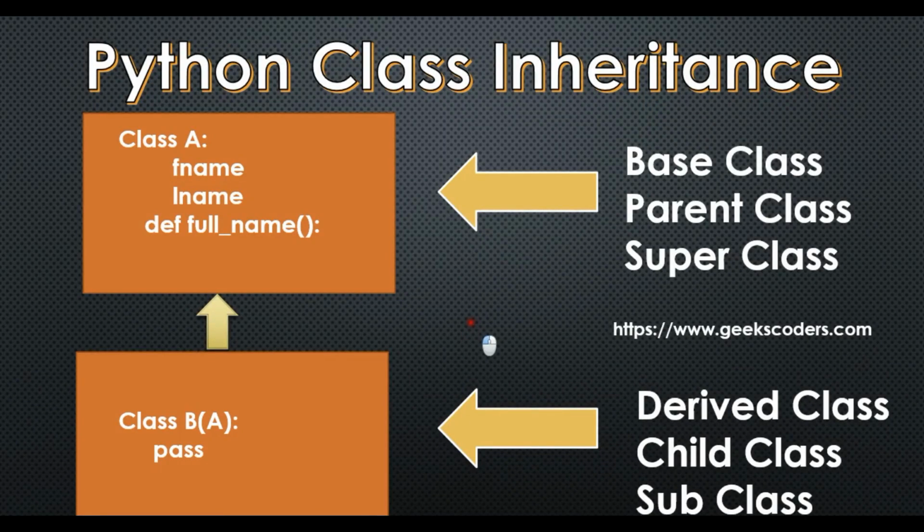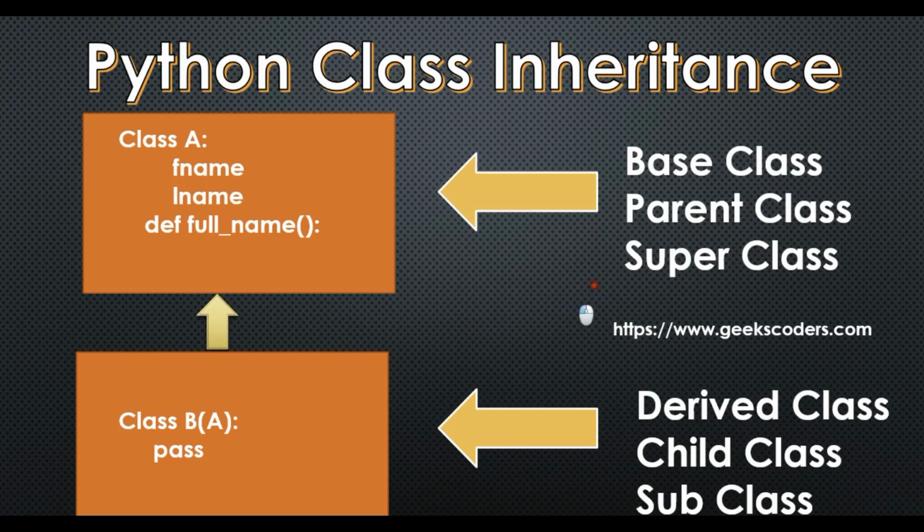Hi friends, I'm Parvez, and in this video we're going to talk about class inheritance. First of all, class inheritance is one of the most important concepts in object-oriented programming. Basically, class inheritance allows us to create a relationship between two or more classes. In object-oriented programming, one class can extend attributes and methods from another class.